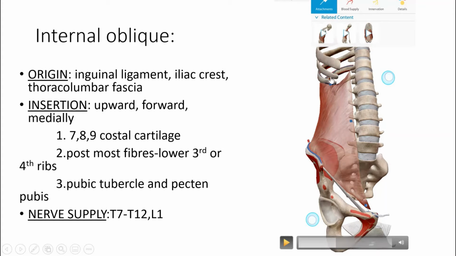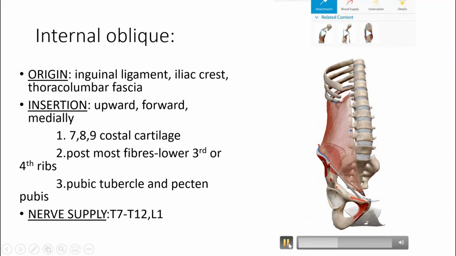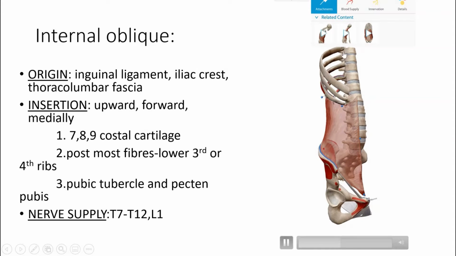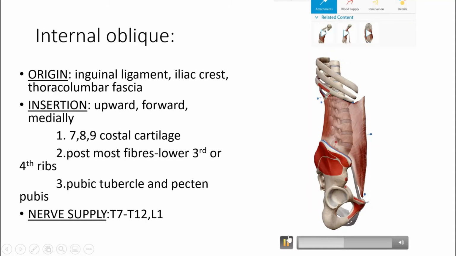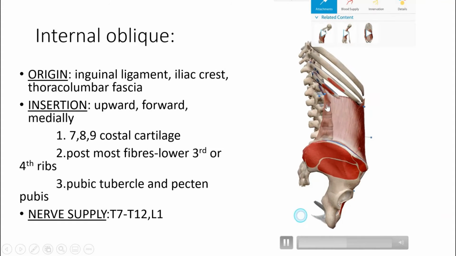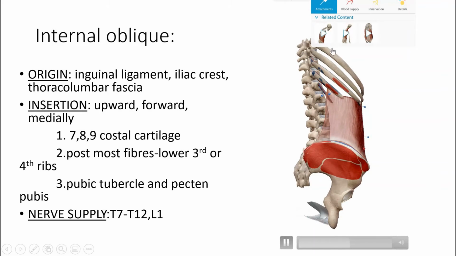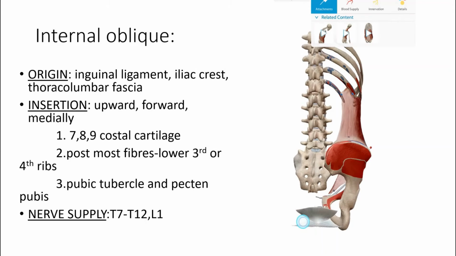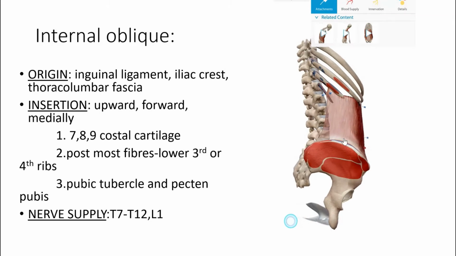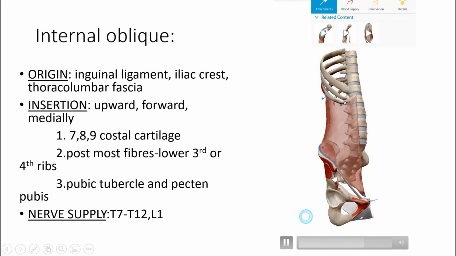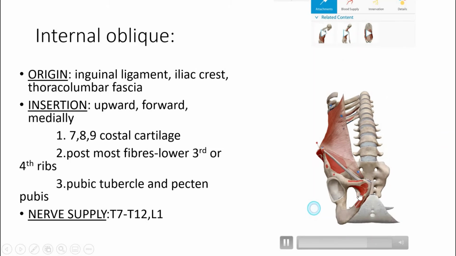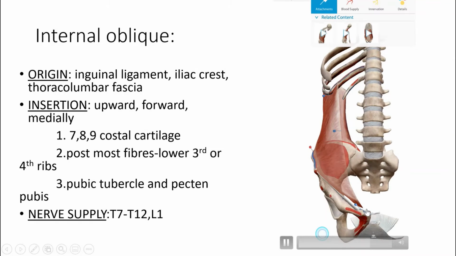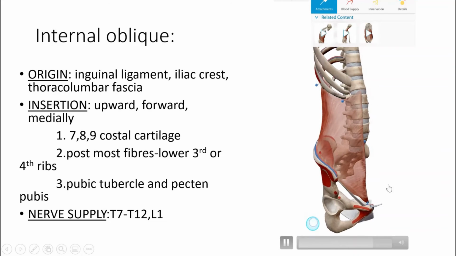As you can see here, 7, 8, 9 ribs anteriorly, insertion. The posterior most fibers get inserted, you can't see it here, to the costal cartilage of 3rd, 4th ribs, upward, more deeper, and the fleshy fibers from the inguinal ligament downward get attached to the pubic crest and pubic symphysis. This is the crest and this is the pubic symphysis. They get attached over here.